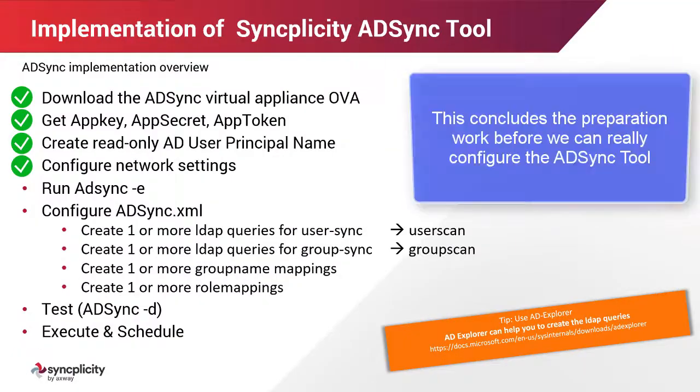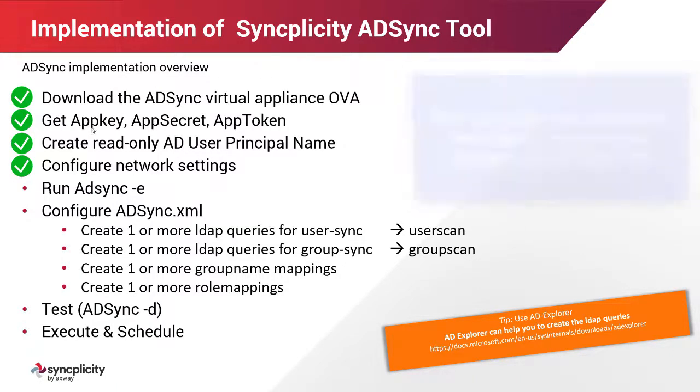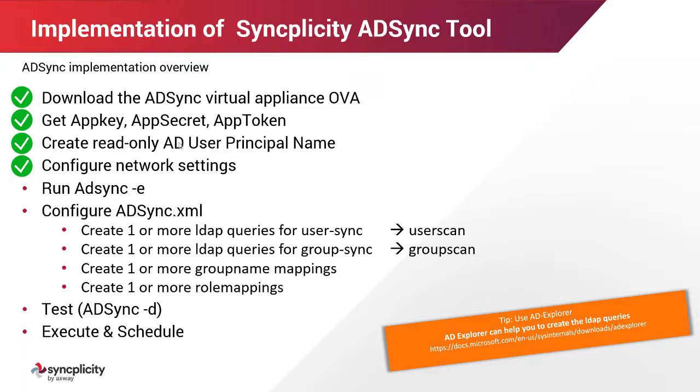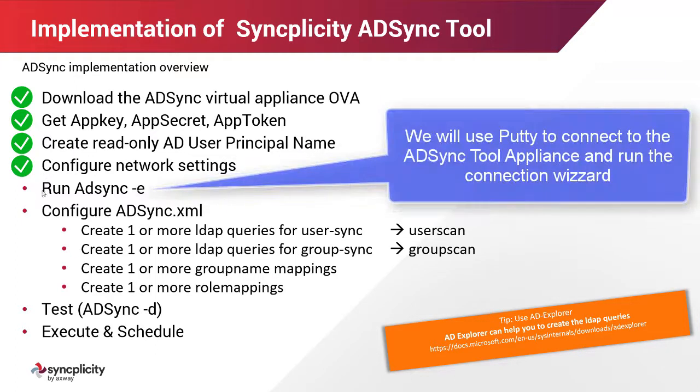So if I switch back very quickly to our list of tasks, downloaded the ADSync appliance, we now have our app key, our app secret and app token. I also quickly assume that you have a user principal name, a UPN, in Active Directory that we can use to contact and talk to the Active Directory, and that you have connected your OVA to the network so we can connect to it using Putty. So what we're going to do now is run the wizard ADSync-E to configure the ADSync tool to connect to your Active Directory on one hand and to Syncplicity on the other hand.